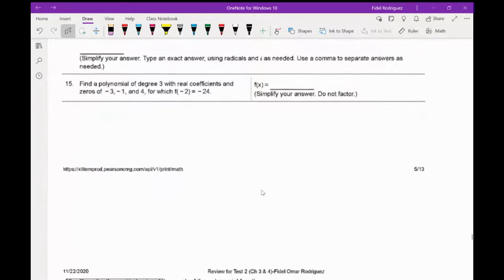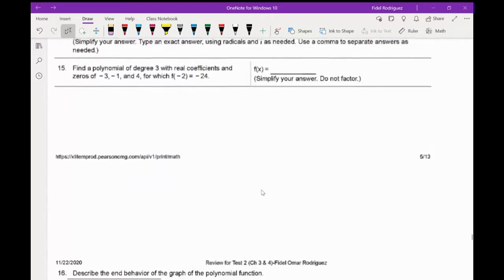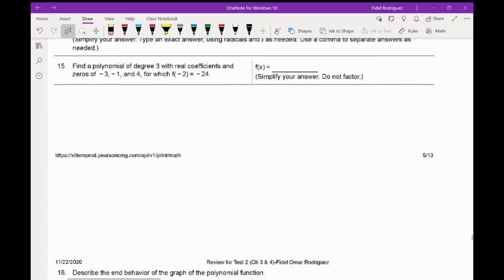Okay, so guys, number 15 here says, find the polynomial of degree 3 with real coefficients and zeros of -3, -1, and 4, for which f of -2 is equal to -24. Okay, so first thing I'm going to do here, if it says it's degree 3, that tells me, guys, that the highest x power I'm going to have is going to be an x to the third.